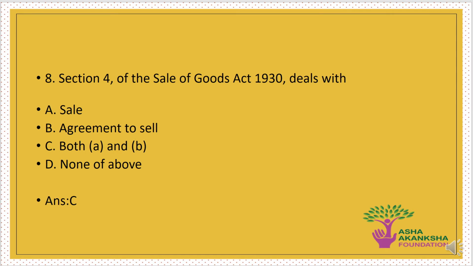Next question: section 4 of the Sale of Goods Act 1930 deals with which of the following? Options are A, sale, B, agreement to sell, C, both A and B, and D, none of the above. The correct answer to this question is option C, that is, section 4 deals with sale as well as agreement to sell.